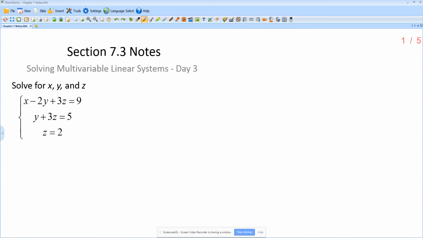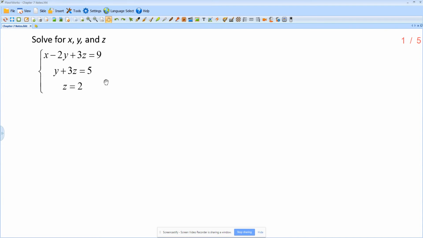All right, welcome to section 7.3. So, solving multivariable linear systems. We're talking about linear systems here, with the exception of the last slide, where we'll get a little bit weird. But we're talking about having multiple variables and thus multiple equations. So we're going to start off with something pretty easy, introductory.